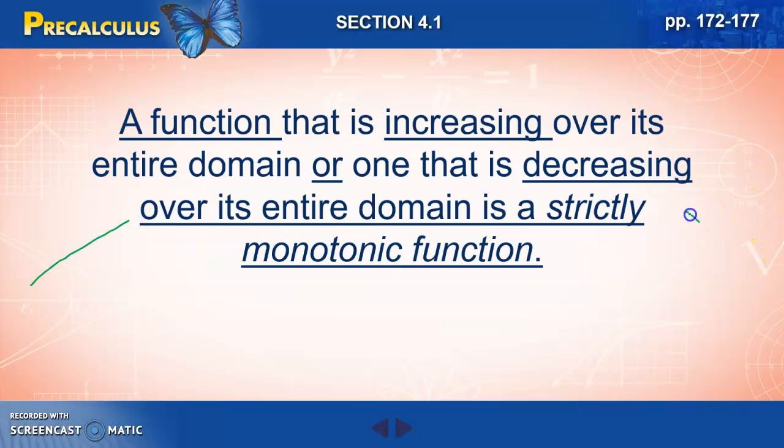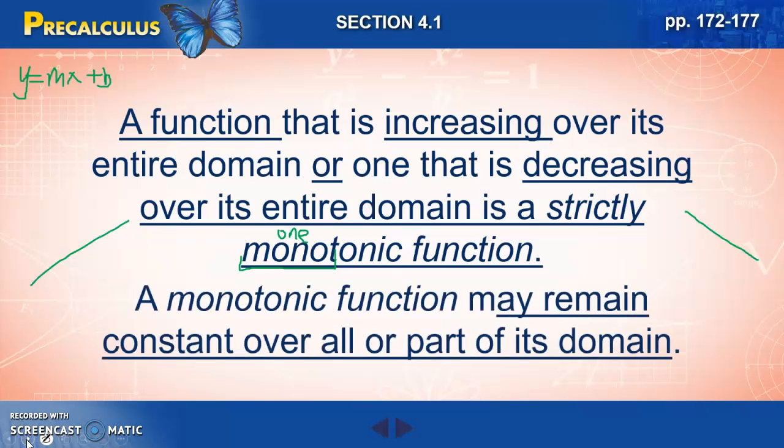Those linear functions that were just straight lines, y equals mx plus b, yep, those linear functions are strictly monotonic. Mono meaning one here. Okay, they just have one thing that they're doing. They are either increasing or they are decreasing. They are strictly monotonic.